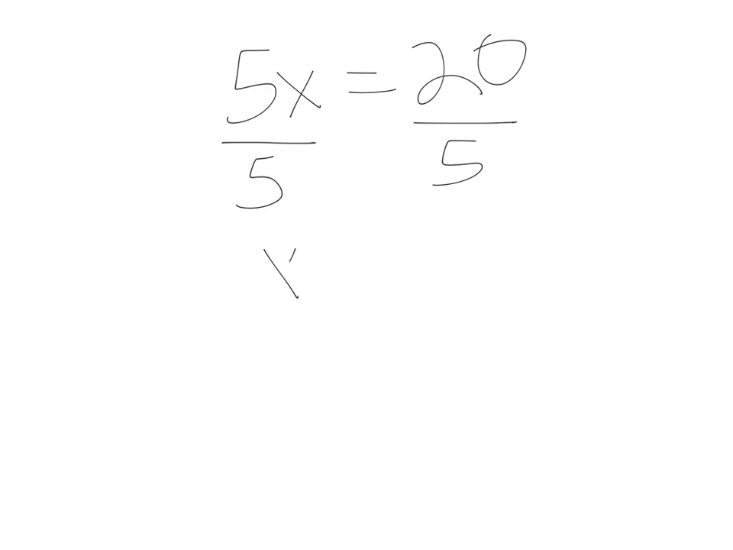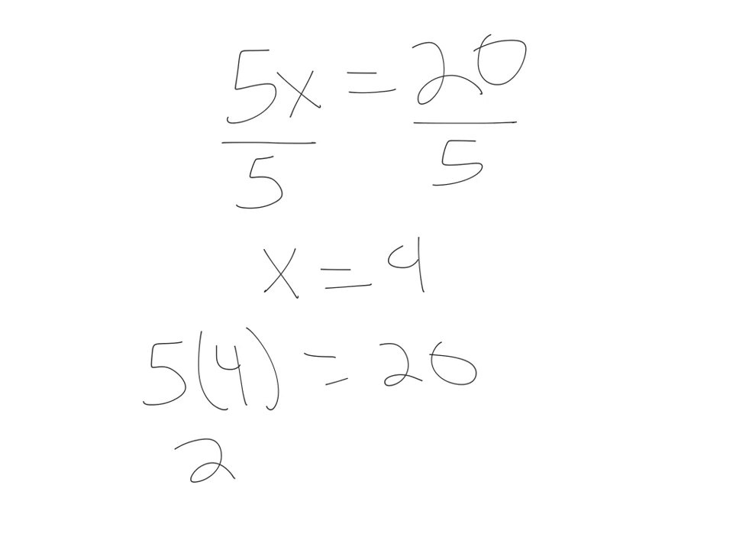The same properties and process work for multiplication and division. If we have the equation 5x equals 20, we know the operation being done between 5 and x is multiplication. This is a coefficient. To undo that, the inverse operation would be division. The inverse operation for multiplication is division. So we're going to divide both sides by 5 and find that x equals 4, which if we plug in, 5 times 4 does in fact equal 20. So we have 20 equals 20, and that's correct.